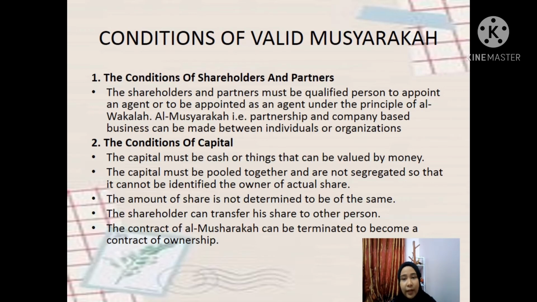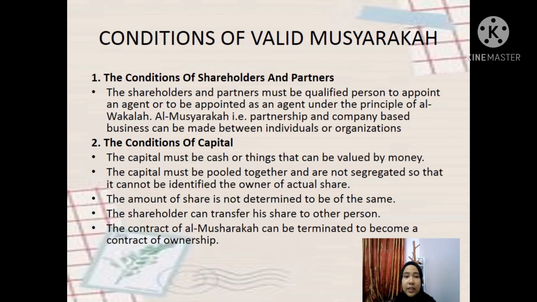In order to have a valid musyarakah, the elements of the musyarakah contract must follow some conditions. The first one is the condition of shareholder and partner. In order to have a valid musyarakah, the shareholder and the partner of the musyarakah contract must be qualified persons to appoint an agent or to be appointed as an agent under the principle of al-wakalah. Al-musyarakah partnership and company-based business can be made between individuals, and also between organizations.